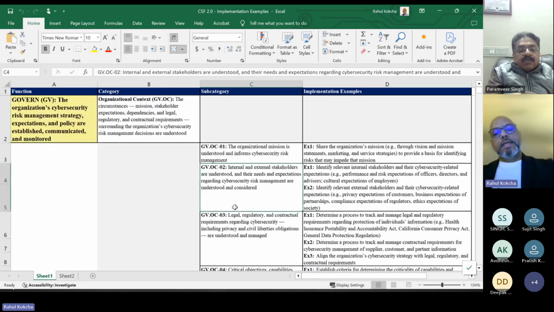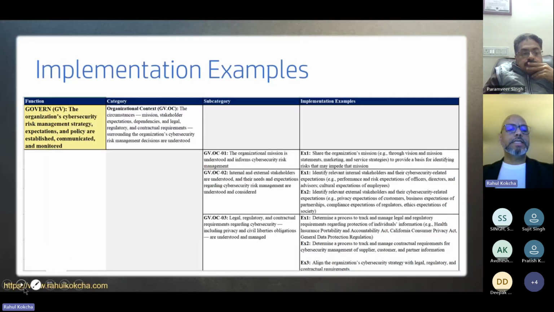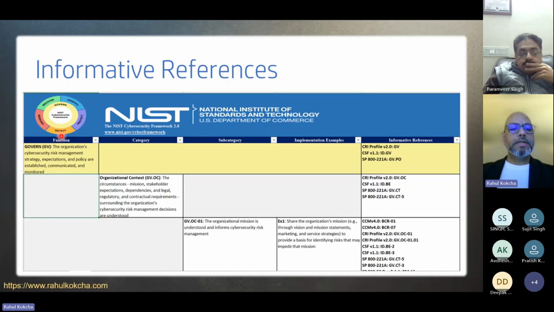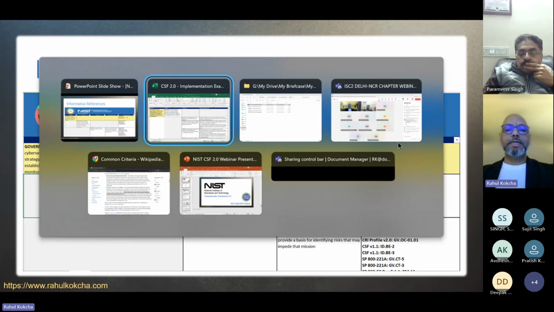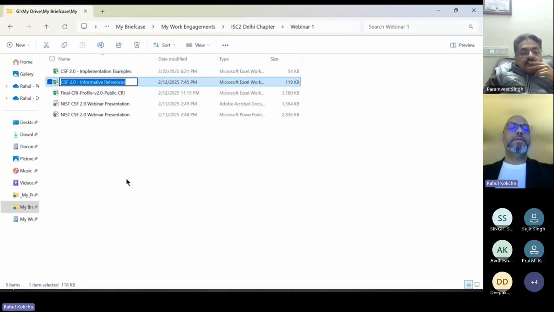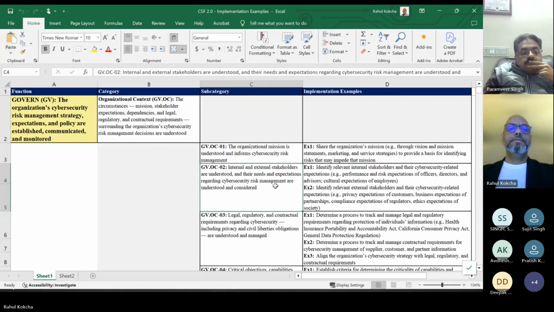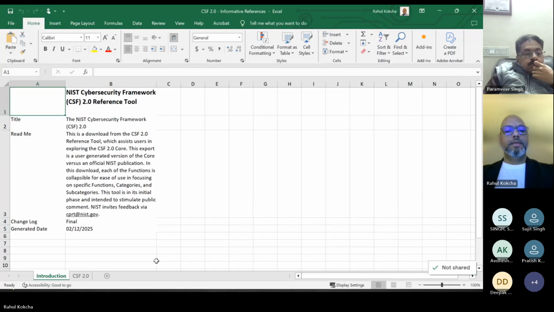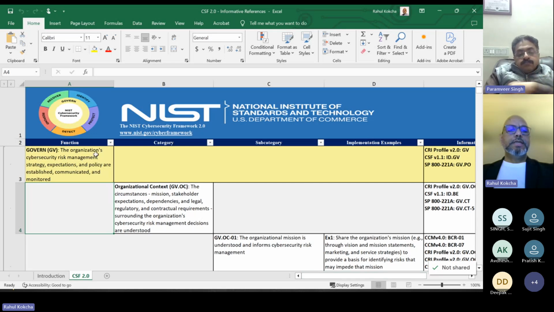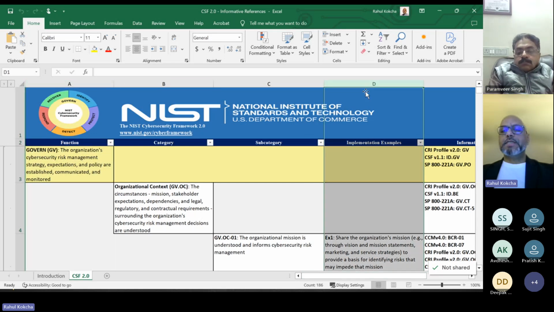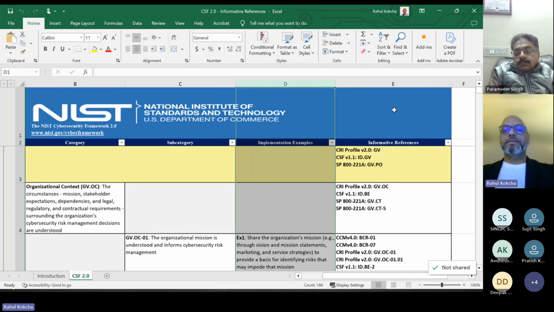Then to further ease the implementation, they have also given these references, showing how this requirement or guideline from the CSF aligns with the other standards in the industry. This is also a document available on their website itself. Informative references. So this is again the function, category, subcategory, implementation examples, and then further alignment with the other standards.